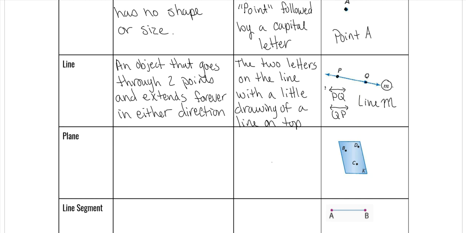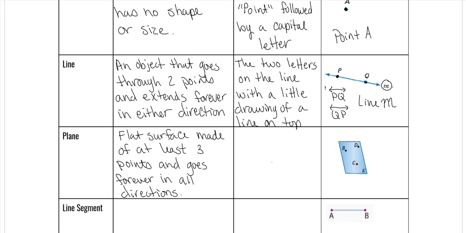So again, a plane is a flat surface made of at least 3 points and goes forever in all directions. And the way that we name a plane, there are two ways to name it. You can either name it with the 3 points that make up that plane, and in that case, you would use the word plane, or actually, in all cases, you're going to use the word plane. So it would either be plane, and then you would list the 3 letters, or if there is a cursive letter on that plane, then you would name it plane, and then that one cursive letter. And that cursive letter will always be uppercase. It will never be lowercase.